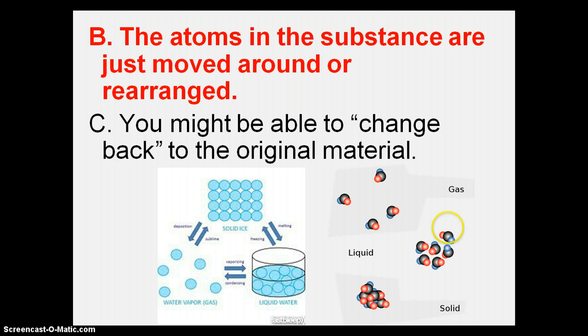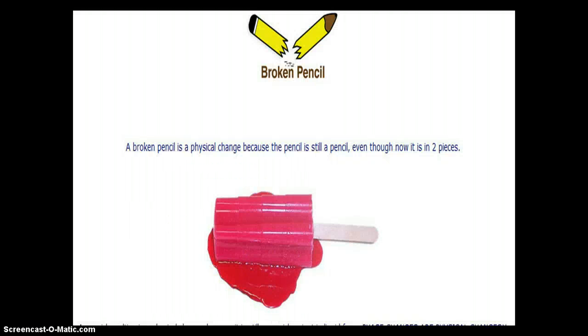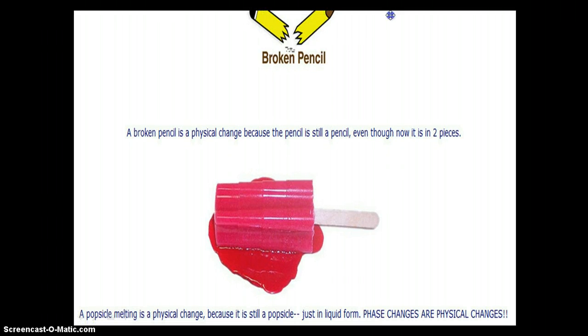You could even make it go back. You could make a gas change back into a liquid through condensation, and a liquid freeze into a solid, right? So it can change back and it's still the same thing, it's just a physical change. Some other examples are a broken pencil. It's just 2 pieces, but they're still the same thing. Or a melted popsicle. When it goes from a solid to a liquid, it's still the same thing. It's just melted, right? So it's just a physical change.